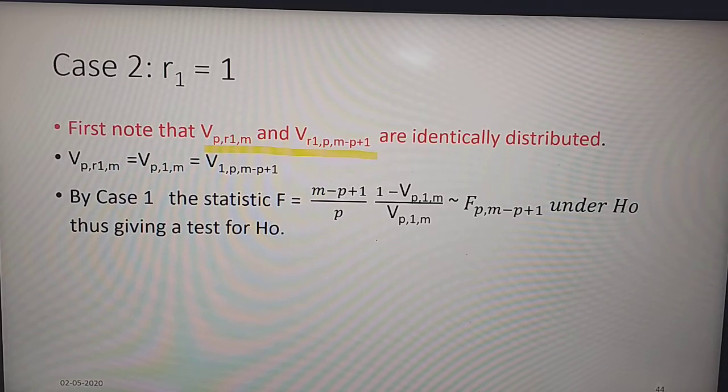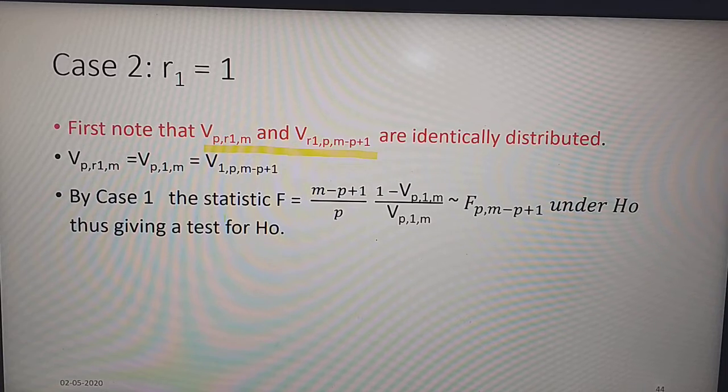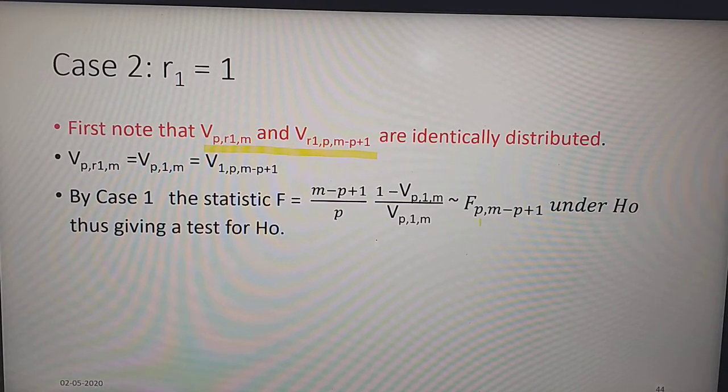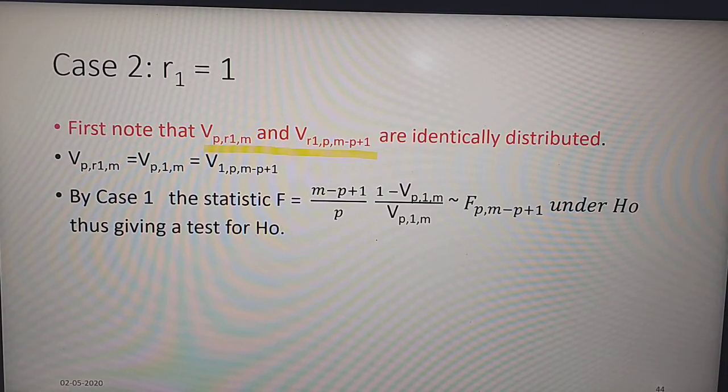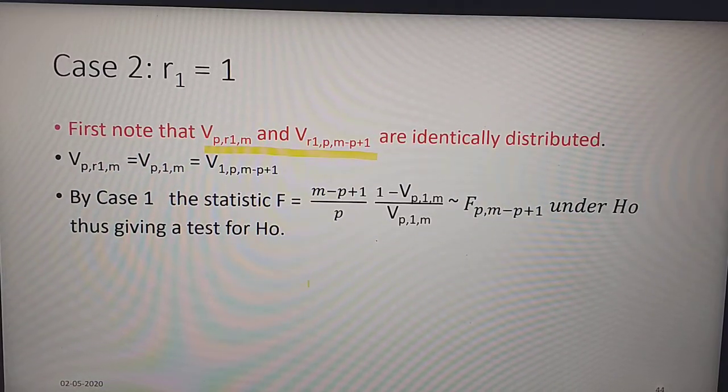So by case 1, you apply the distribution of V here. Use the case 1 result. So F is equal to ((m minus p plus 1)/p) times (1 minus V(p, 1, m))/V(p, 1, m), which follows F distribution on p and m minus p plus 1 degrees of freedom under the null hypothesis, thus giving a test for H0. So this is case 2.